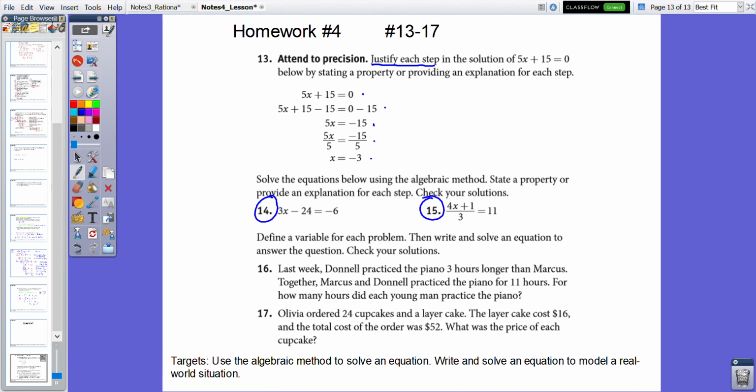And then for 16 and 17, you're translating these word problems into workable algebra equations. All you're doing is writing and solving the equation, and then you're checking your solutions. No justifications needed here. I just want to make sure you guys are able to solve the equation just like we did in these problems.